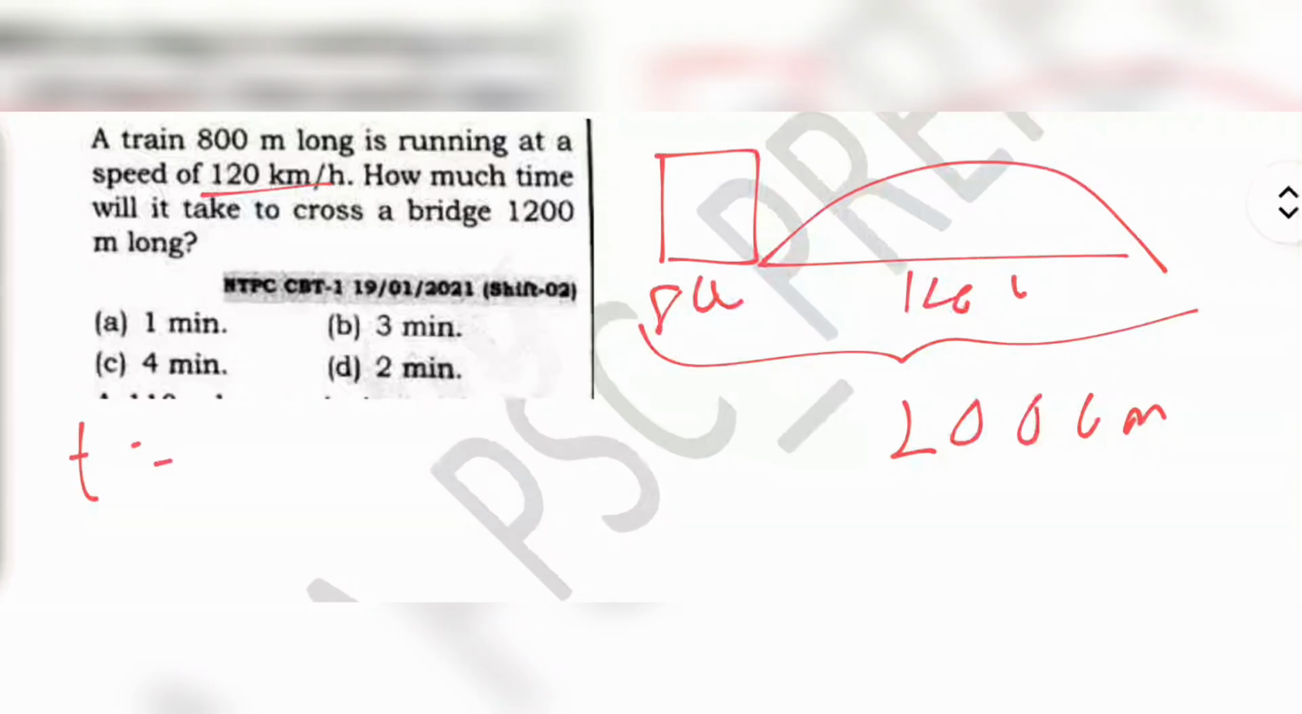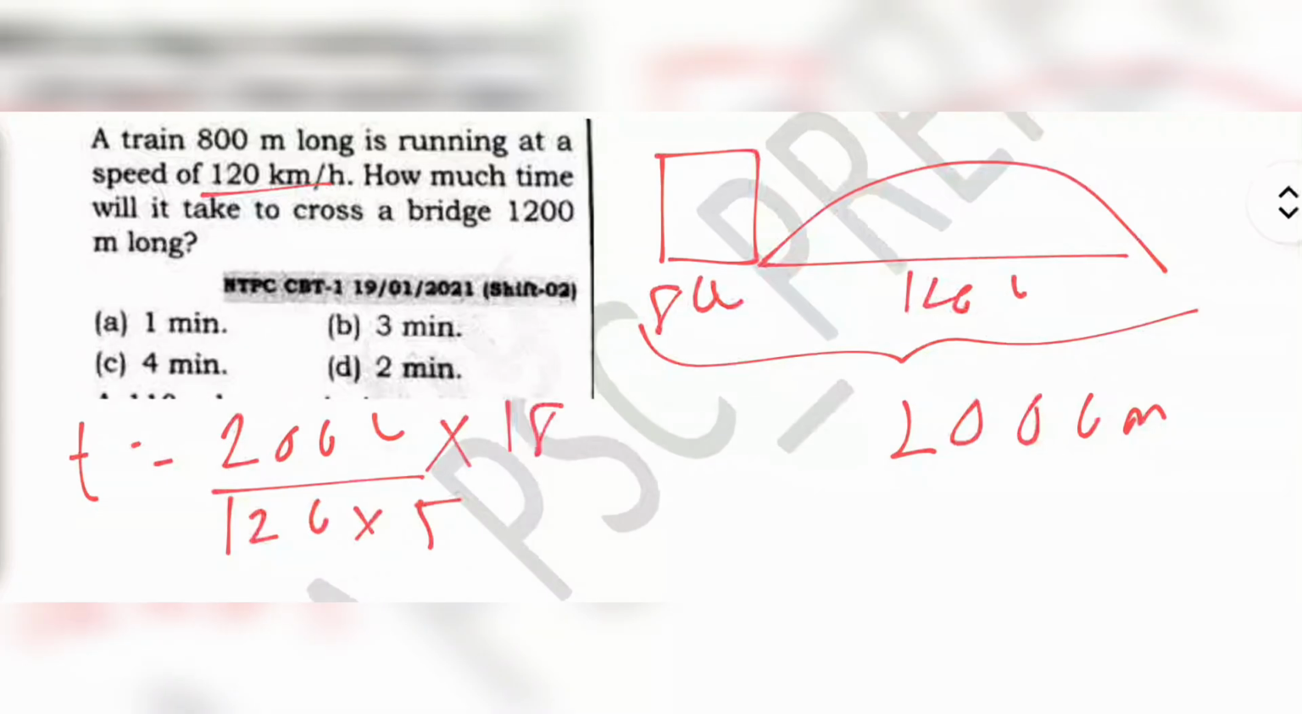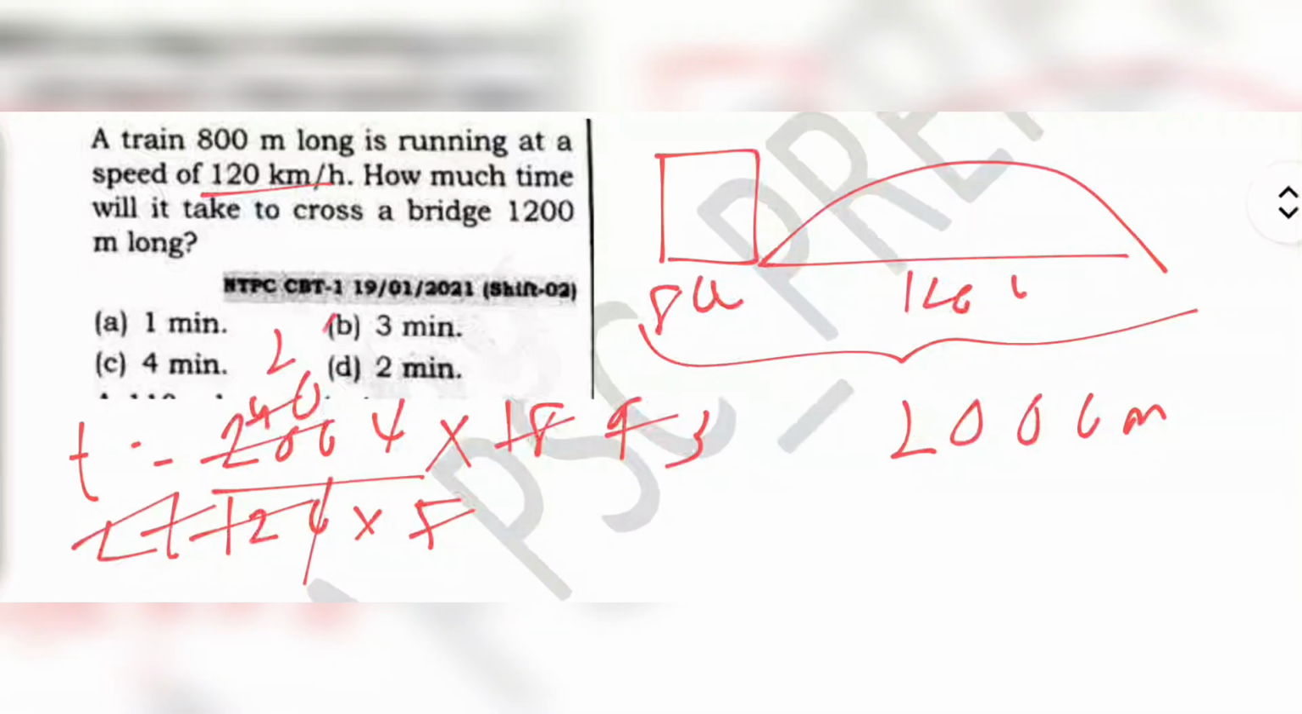So time is nothing but your distance upon your speed. 120 into 5 by 18, the 18 comes on top. So this 0 and this 0 will cancel. 5 1s are 5, 5 4s are 20 and 0. Then 2 9s are 18, 2 6s are 12, 3 2s are 6, 3 3s are 9, 2 20s. 3 into 20 is nothing but your 60 seconds, and 60 seconds is nothing but your 1 minute only. Simple.